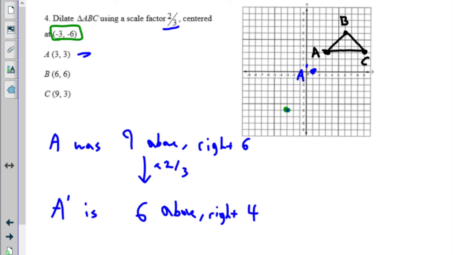Again, notice those coordinates for A prime are completely different. The x coordinate is 1, the y coordinate is 0. It has nothing to do with the directions that we go. So we are building from that center point to get our directions to where we need to go. So pause here for a minute and try getting point B and point C.